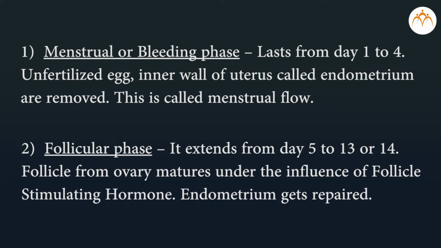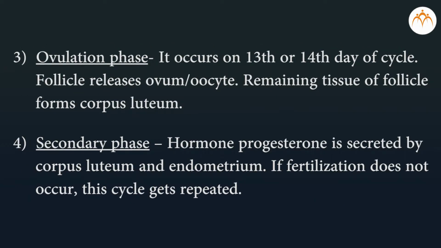Second, the follicular phase. It extends from day 5 to 13 or 14. A follicle from the ovary matures under the influence of follicle stimulating hormone. The endometrium gets repaired. Third, the ovulation phase. It occurs on the 13th or 14th day of the cycle. The follicle releases the ovum. The remaining tissue of the follicle forms the corpus luteum.